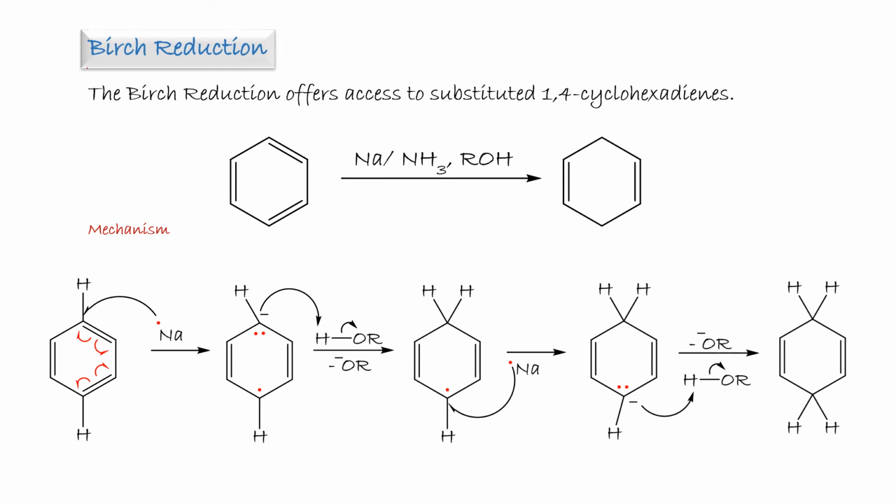Another reduction of the benzene ring is called Birch Reduction, named after the Australian chemist who did this reaction. The Birch Reduction offers access to 1,4-cyclohexadiene molecules. So benzene, in the presence of sodium, liquid ammonia, and alcohol, gives 1,4-cyclohexadiene.